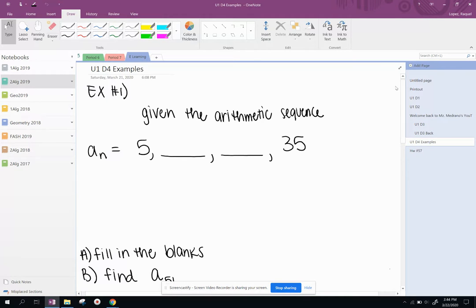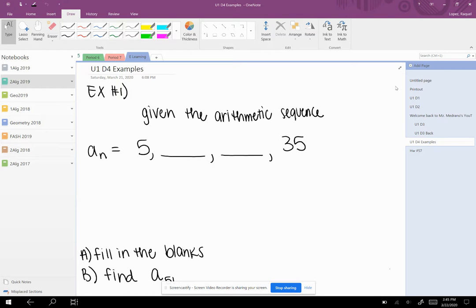So on your scratch sheet of paper, go ahead and write down example number 1. We're going to be talking about how to fill in blanks of sequences when I'm only given the first and the fourth term, and this would work if you're given like the first and like the sixth term, or the first and like the seventh term, or if you're given the second term and like an eighth term. So we're going to be talking about that. So let's take a look at this first arithmetic sequence. And so they're asking us to fill in the blanks.